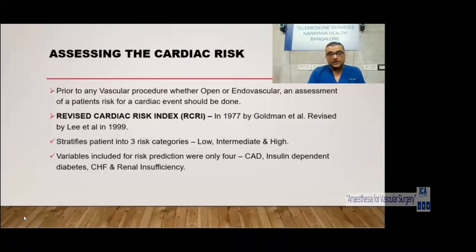an assessment of a patient's risk for a cardiac event should be done. The first cardiac risk index was the Revised Cardiac Risk Index, developed in 1977 by Goldman et al. It was revised by Lee et al. in 1999. It stratifies the patient into three risk categories: low risk, intermediate, and high risk. Variables included for risk prediction were only four: coronary artery disease, insulin dependent diabetes, congestive heart failure and renal insufficiency.